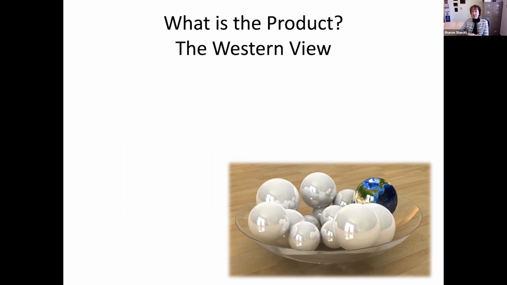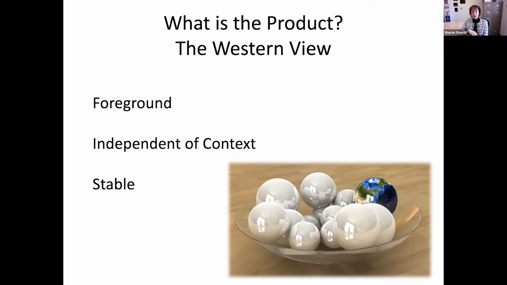We can easily grasp that there's an item in the foreground, this bowl, with a set of items inside. And then we can mentally erase the context, the table on which it's displayed, right? So we're focused on the foreground. It's perceived as independent of the context. And that makes that foreground item feel stable, unchanging, okay?